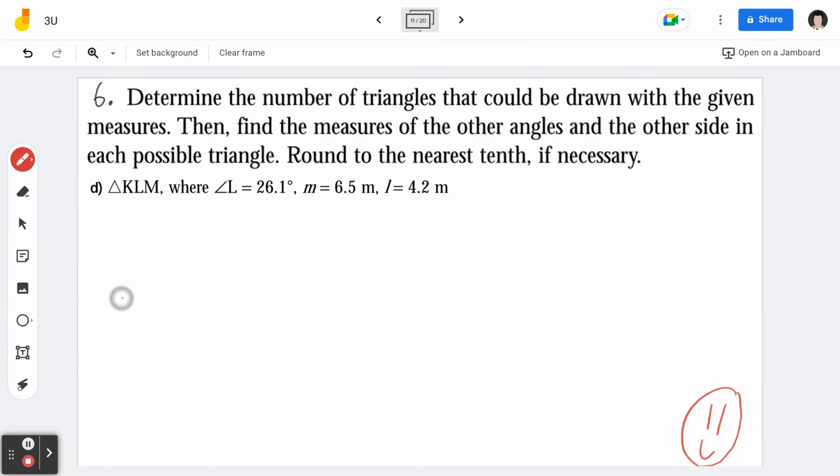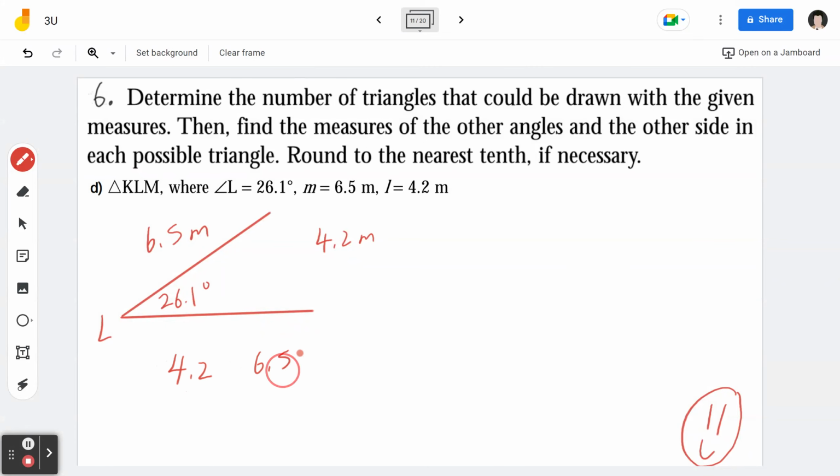Welcome back. Here's the first step. Draw a diagram. Again, if you think about the angle, I'm going to put that on the left bottom corner. That's going to be 26.1 degrees. That's angle L. We also have 4.2 and 6.5. And what you're trying to do right now, again, is you're comparing these two cases. You want to compare the length 4.2 relative to the height, which is 6.5 sine 26.1. Again, if you grab your calculator, 6.5 times sine of 26.1, that's going to be approximately 2.9. So this is going to be greater than, which means there are two triangles.